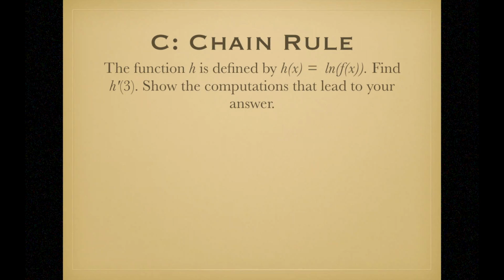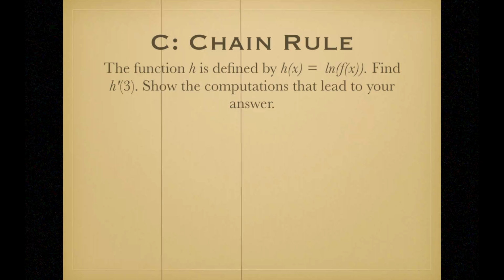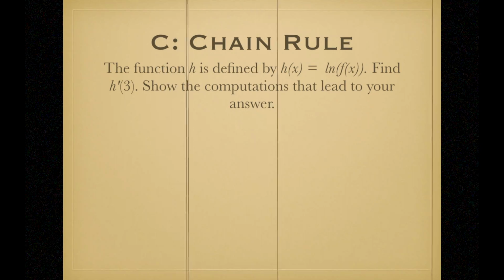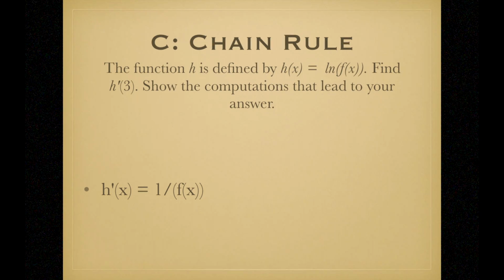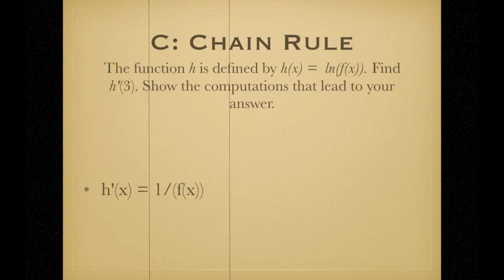Part C wants you to find h prime of 3. Well, by now you can probably do this in your sleep, but we should review anyway. After all, there's a bit of chain rule going on, if you've noticed. First, find h prime of x. You get 2 points for doing this correctly, so be careful.